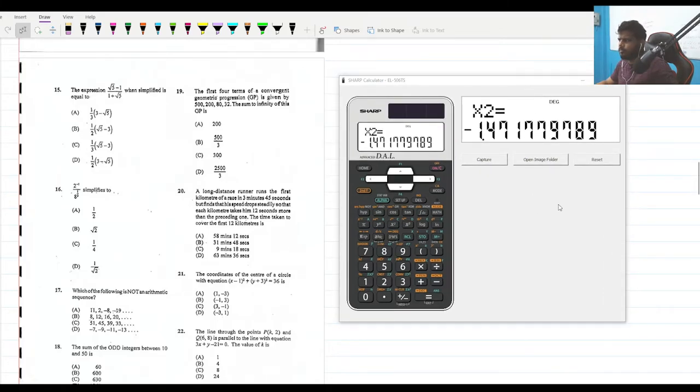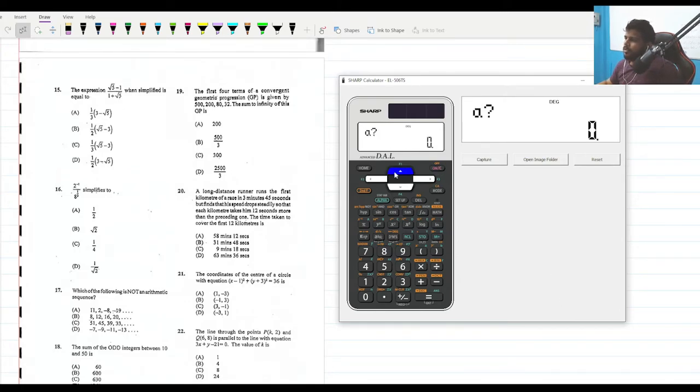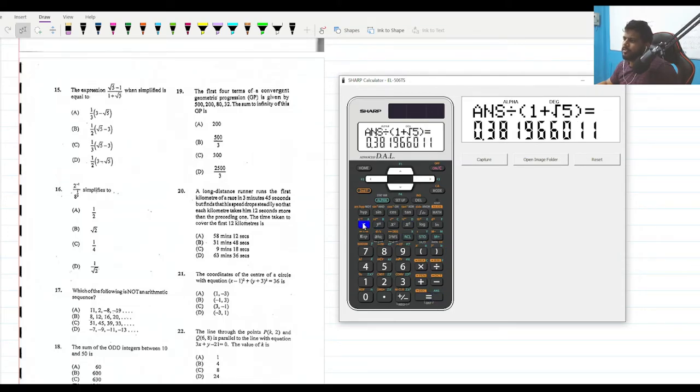Okay. Right. Root 5 minus 1. Now be careful when you're calculating these things, right? Put everything in bracket now. Root 5 minus 1 is that, divided by, open bracket, 1 plus root 5, close bracket, equals, I'm storing that in A, 0.381966011. I'm going to write it down.